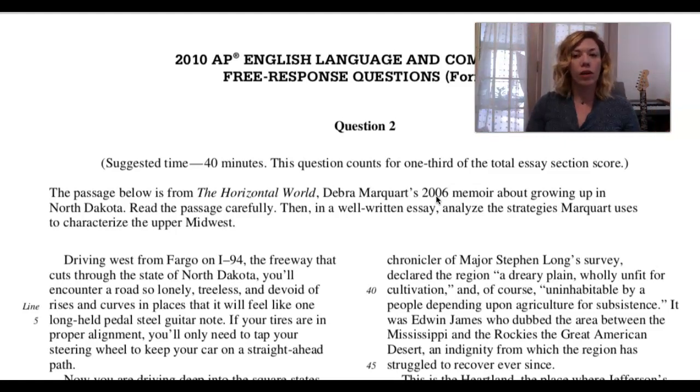So let's go back to our thesis idea then. So we were going to restate the prompt. The prompt says, the author characterizes the upper Midwest as being misunderstood. Okay? So in her 2006 memoir, The Horizontal World, the author characterizes the Midwest as being misunderstood. How? Through her use of... And then I have to decide what I'm going to write about.